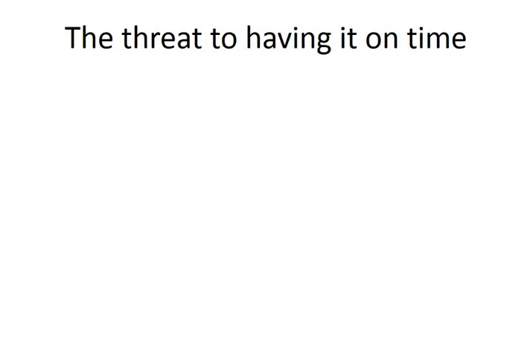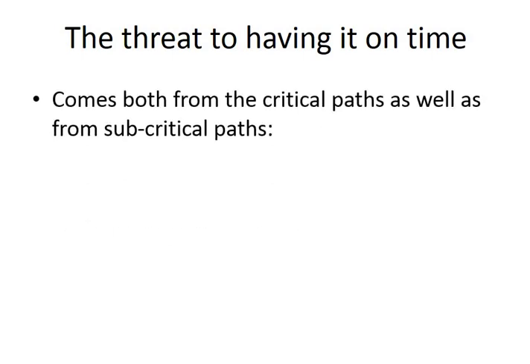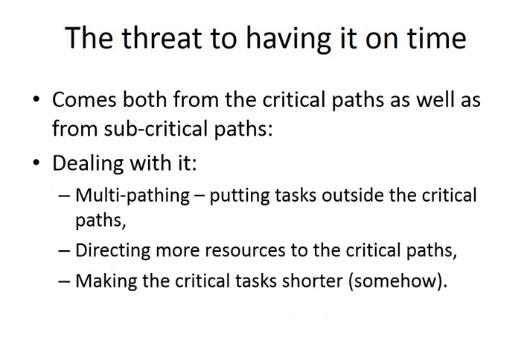What can destroy our project in terms of having it done on time? Well, the potential factors come both from the critical and non-critical path. What can we do about them? Well, the basic technique is to try to put as many tasks as possible outside the critical path, because this way, if any of those tasks takes longer, it doesn't make the total project longer. But it's not that easy to do it all the time.